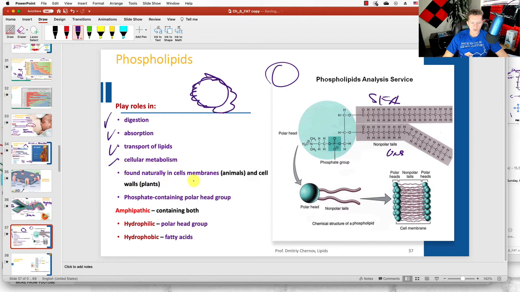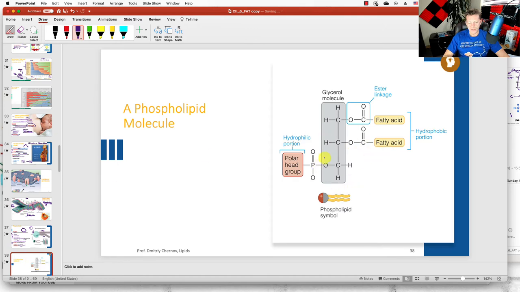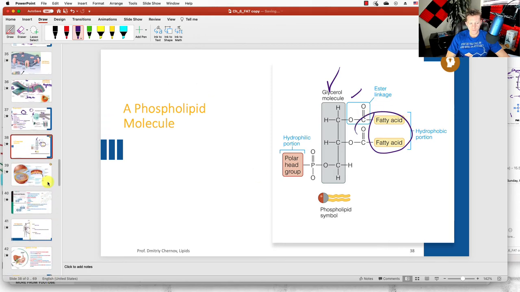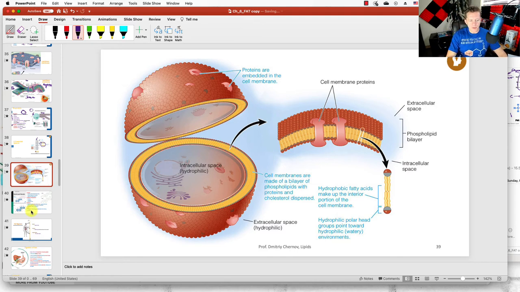Cellular metabolism. Phospholipids are found naturally in cell membranes, in animals and plants. Phosphate-containing polar group, not important. What's important here is that phospholipids are amphipathic. What is amphipathic? Like an amphibian, right? It can live in the water and on the land. So amphipathic contains both sides, right? This side is hydrophilic, and the opposite side is hydrophobic: polar head group and fatty acids. That's how it's arranged on paper. And again, also the glycerol molecule, the ester linkage, and then the actual fatty acids. Cell membrane, phospholipids, and so on.